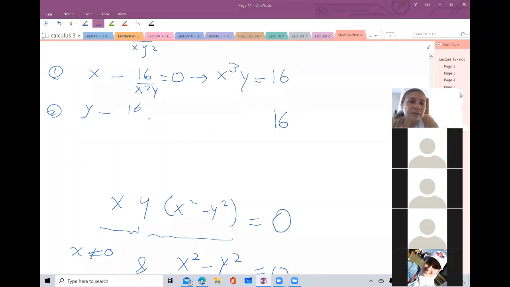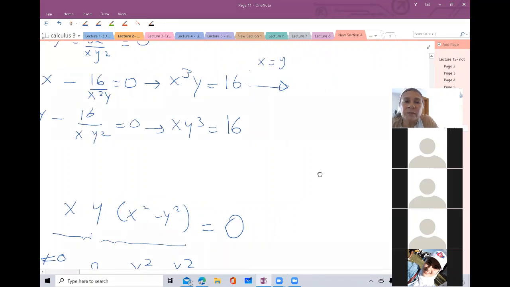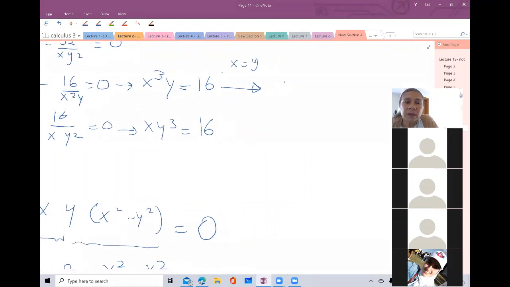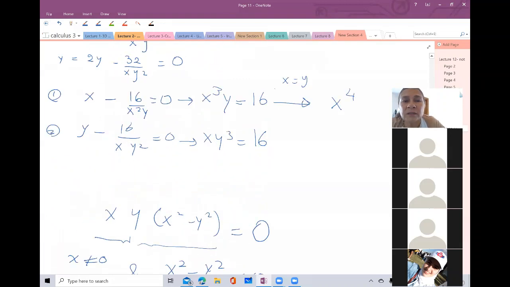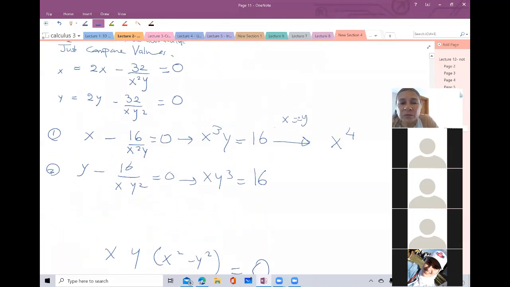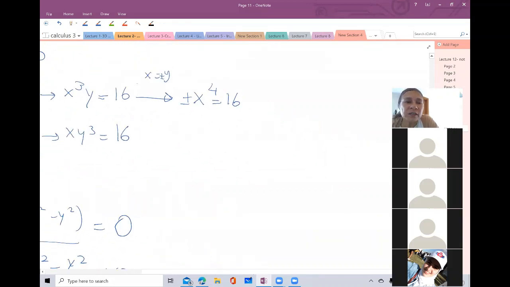So minus 16 over what was it, xy squared equals 0. So here xy cubed is the one with 16. I plug in any one of these, x equal to y, and I'll end up with x to the power 4. I made a mistake. Plus or minus, x is equal to plus or minus y, so you have plus or minus x to the power 4 equals 16. Again, I should make some observations here.